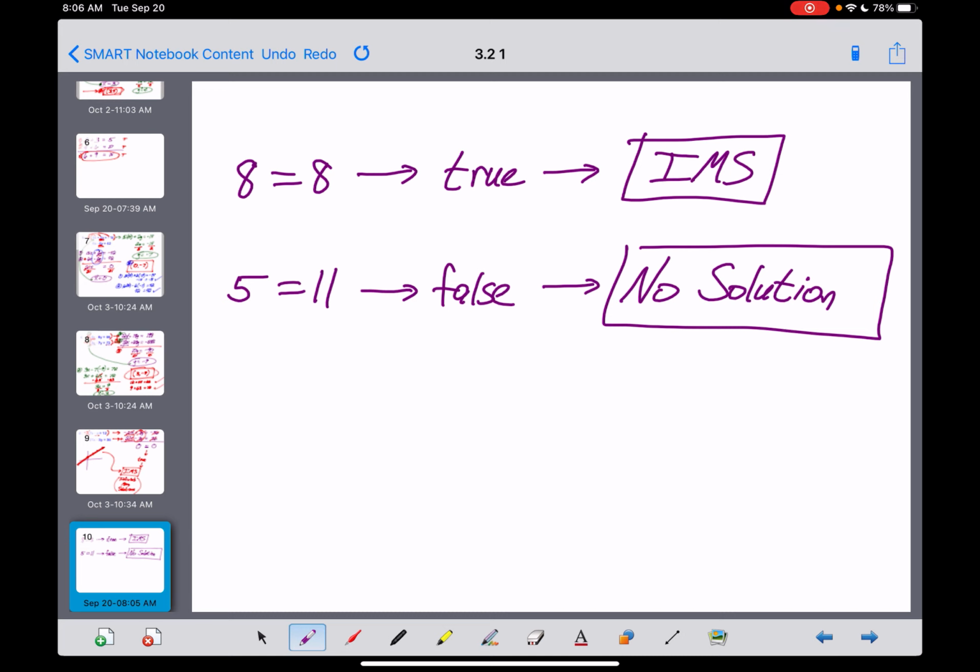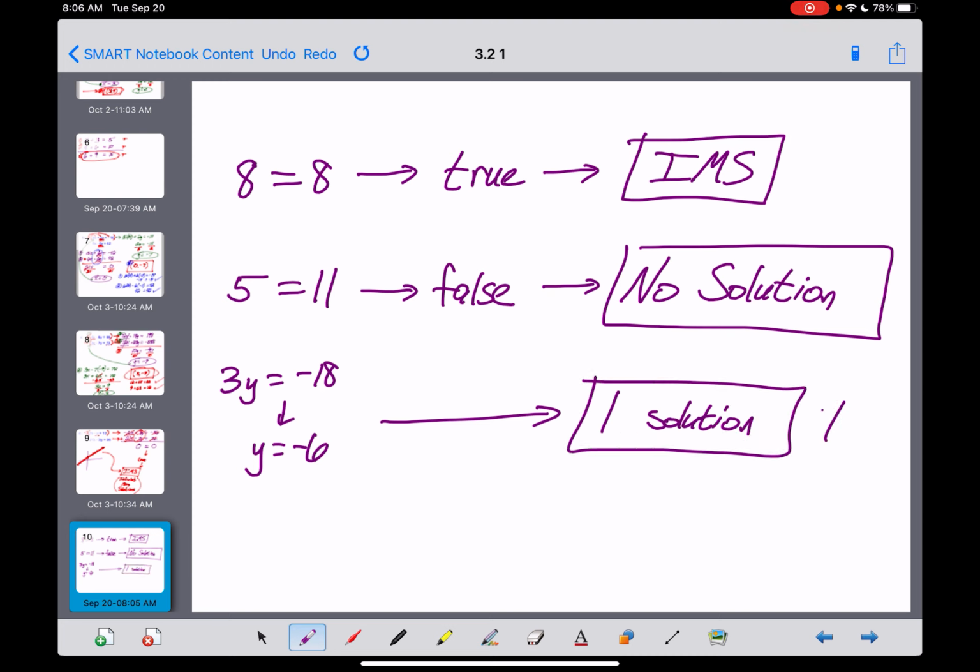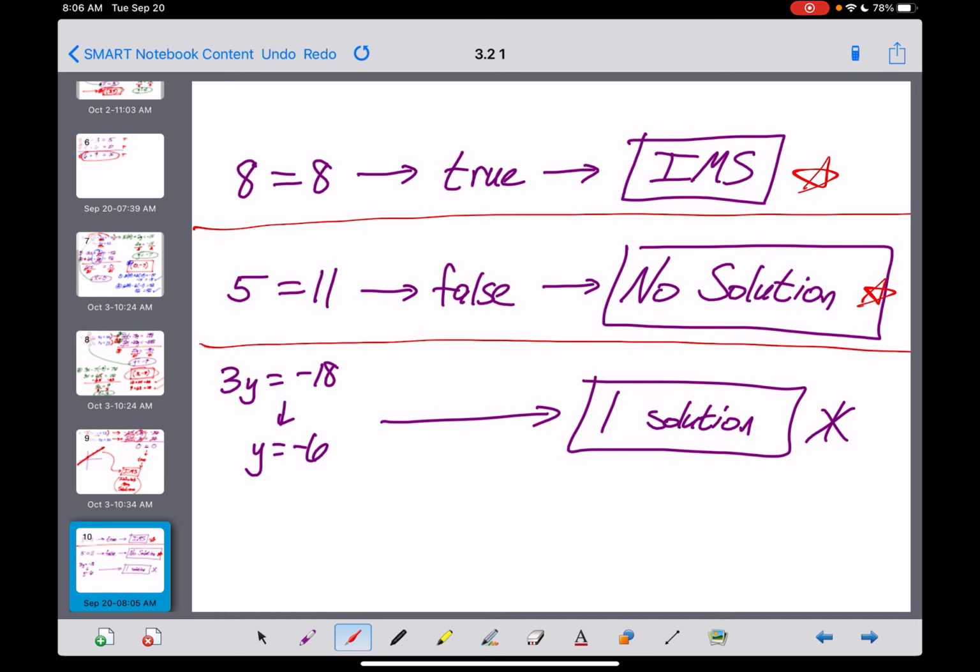Now, the majority of the time, you don't end up with a statement that's true or false. You end up with a variable in there, like 3y is equal to negative 18, and then you solve that and you get y equals negative 6, and in that case, there is one solution to your system of equations, and that's the one that happens most frequently. These ones up here, guys, are the 2 kind of exceptions to what we normally think we're going to see. So just be aware, everybody, these are the 3 things that can happen, either through substitution or elimination. And technically they happen in graphing as well. These are the 3 things that can happen when you're solving a system.